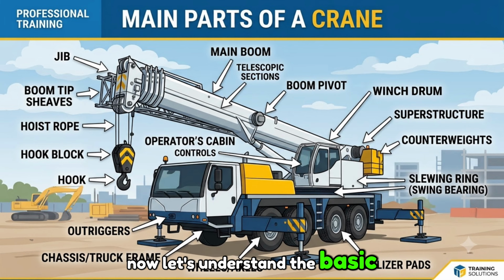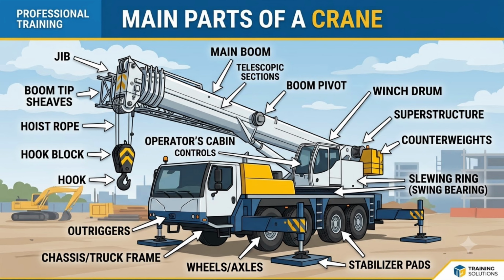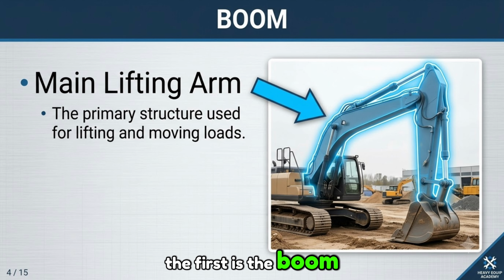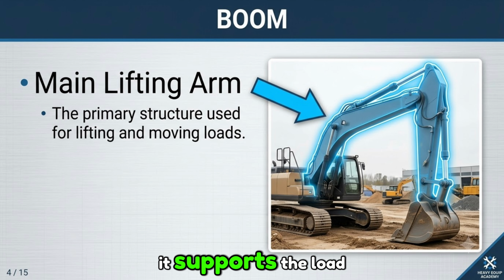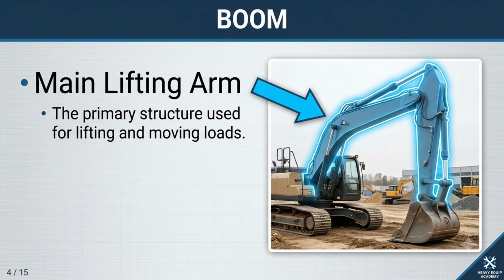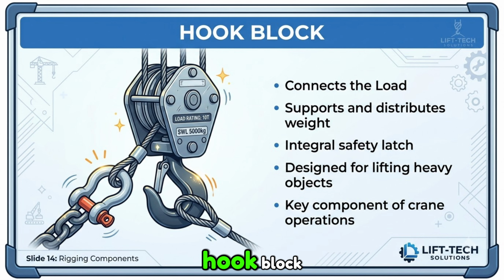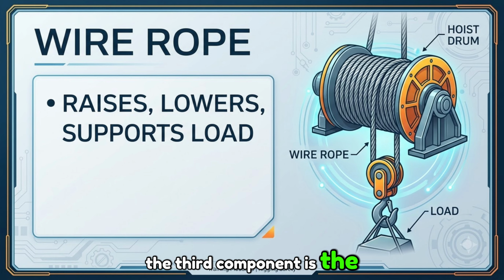Now let's understand the basic parts of a crane. Although different cranes have different designs, most cranes include these main components. The first is the boom. The boom is the main lifting arm of the crane. It supports the load and determines the lifting height and working radius. The second component is the hook block. The hook block carries the hook used to connect the load. The third component is the wire rope. The wire rope raises and lowers the load safely.